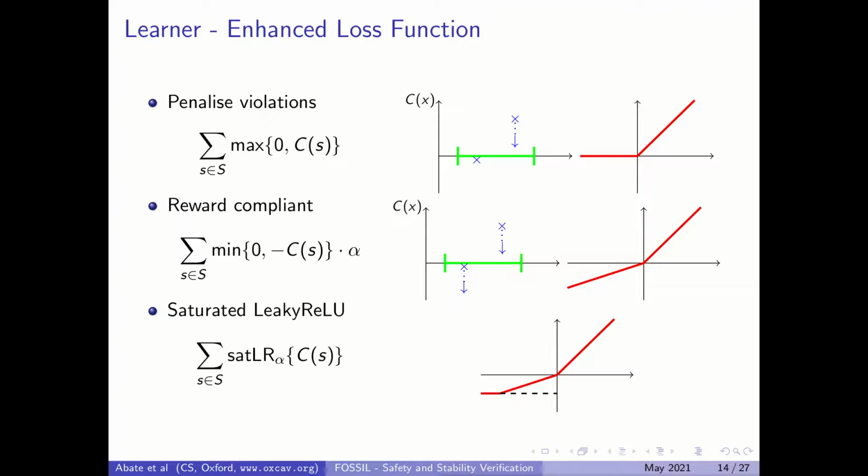So we can do this using a leaky ReLU function. But the problem is we don't want to overdo this because regions that are significantly satisfying the relevant conditions are useless to us if we still have regions where the conditions are unsatisfied. So we can kind of bound this reward using instead a saturated leaky ReLU.